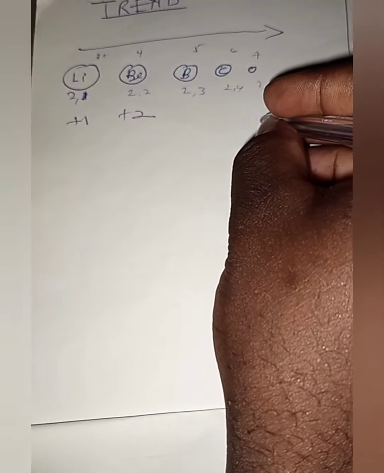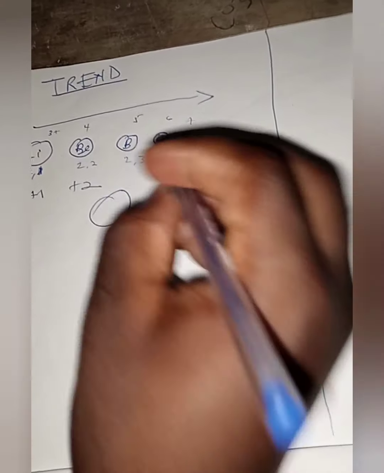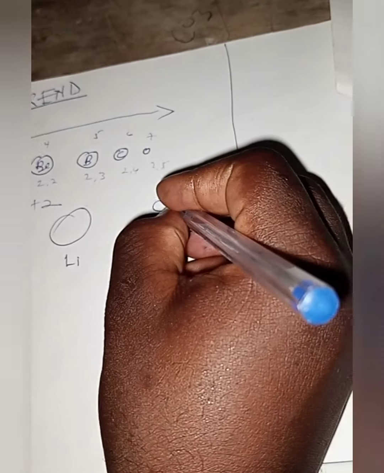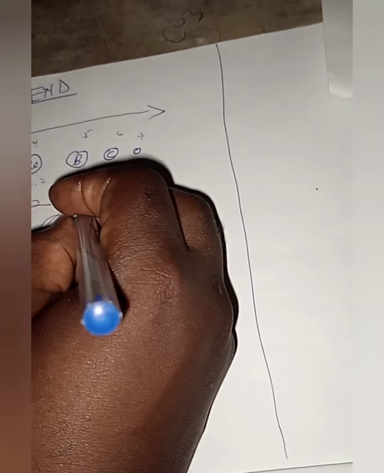So when we have an atom like this, let's say this nitrogen atom and this lithium atom. This is the nitrogen atom here, and this is the lithium atom. This one is plus 7, and this one is plus 3.